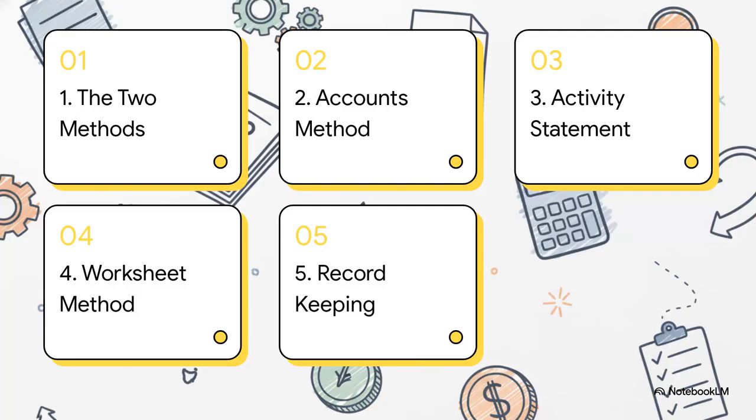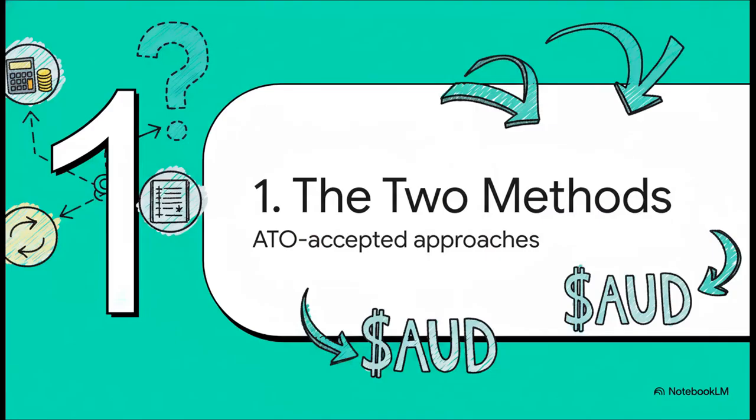We've broken this down into 5 parts. First, we'll give you an overview of the 2 reporting methods. Then, we'll do a deep dive into both the accounts method and the calculation worksheet method. And we'll wrap it all up with the record-keeping rules that, trust me, you'll definitely want to know. Okay, let's get right into it.